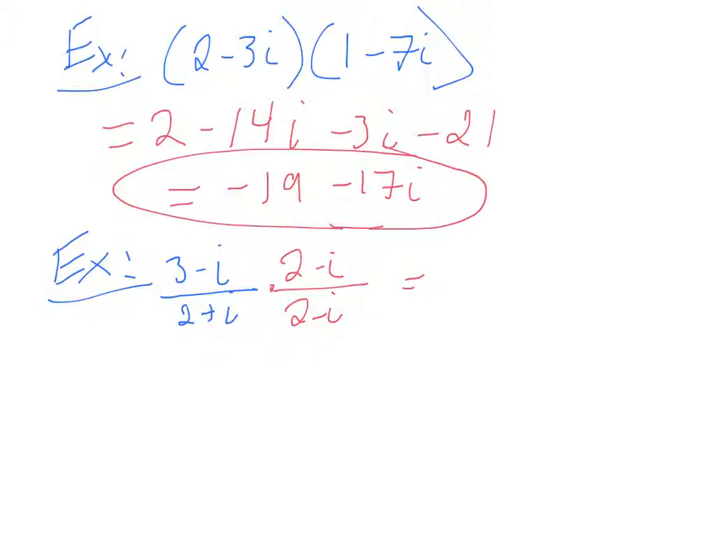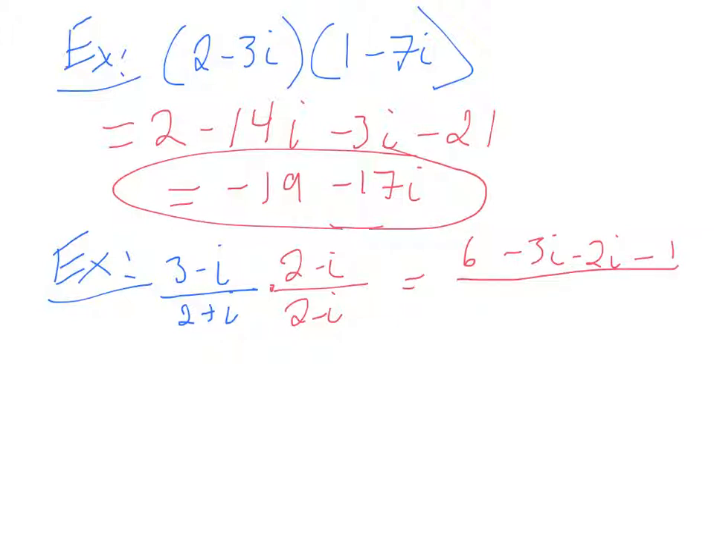So the top will get 6 for first. Outer will give me negative 3i. Inner, negative 2i. And last, negative i times negative i, it's a lot of negatives. Negative 1. We have 3 negatives, right? Because negative i times negative i, the negative times the negative is positive, but then i times i is negative 1, so it's going to be negative 1. So there's a lot of negatives flying around there.